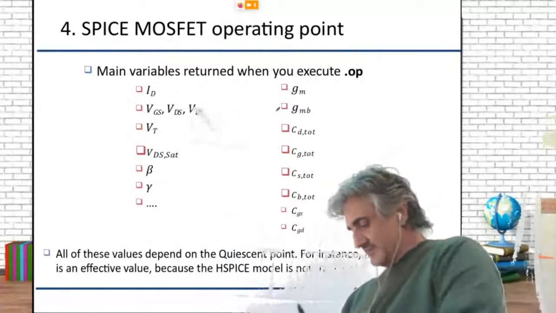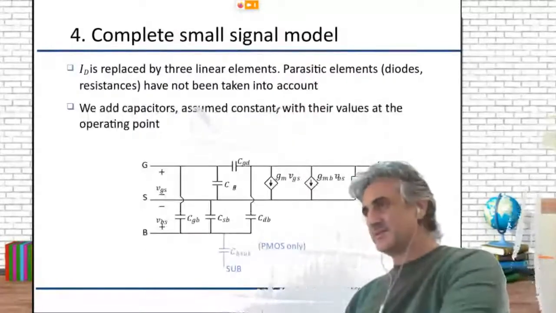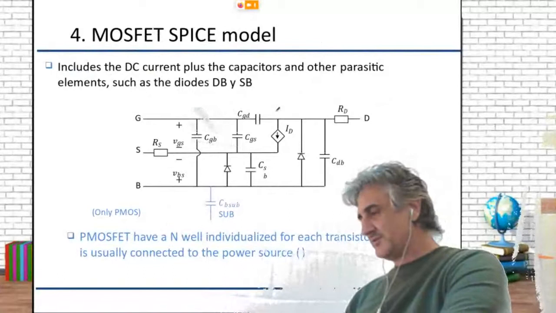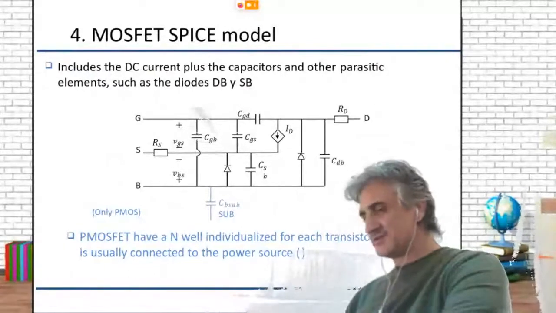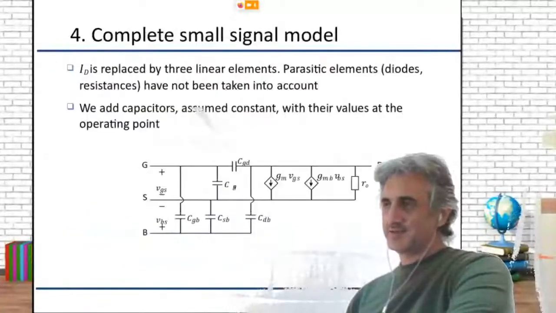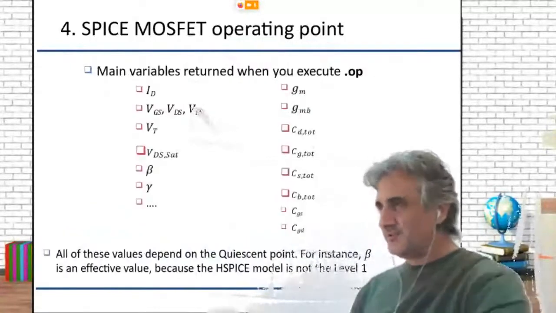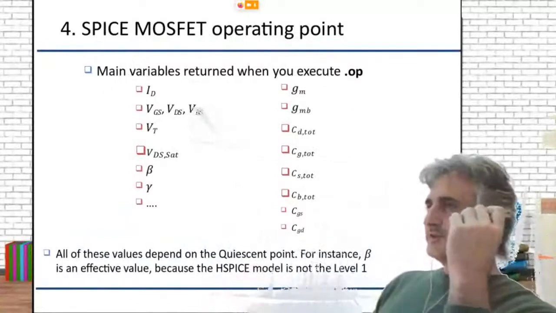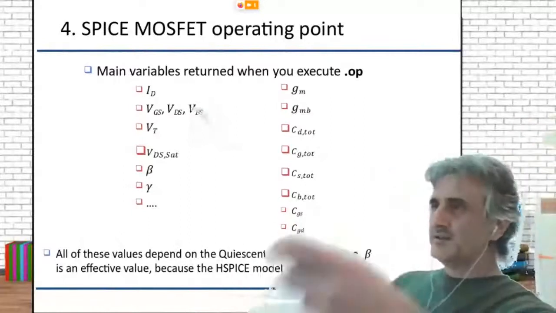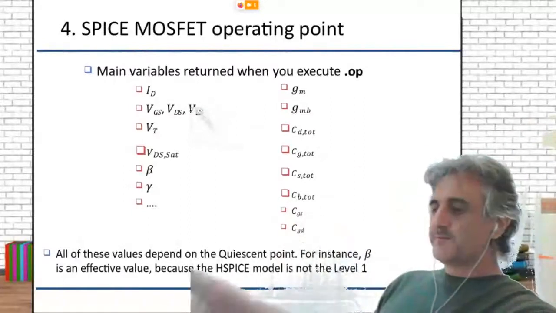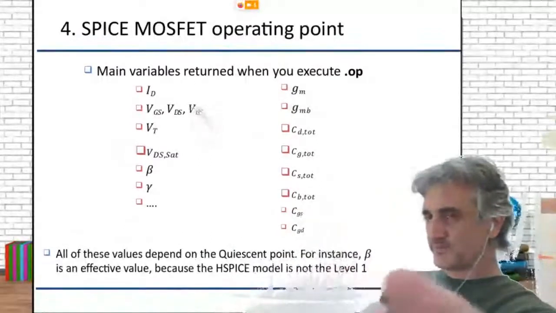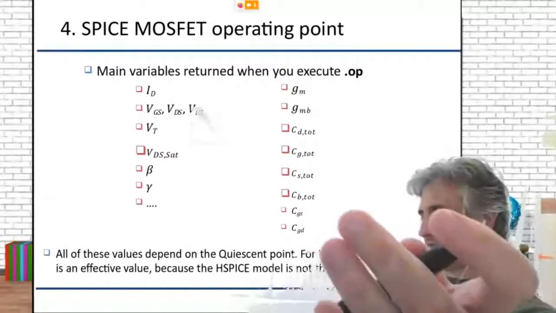When you want to use this simulation model in SPICE, you can do something which is a mixture between hand calculations and the SPICE simulations. What you can do is ask the computer to return the operation point, the quiescent point. And then you can use this quiescent point to get the small signal parameters and do your hand calculations. Okay? This is something that you can do.